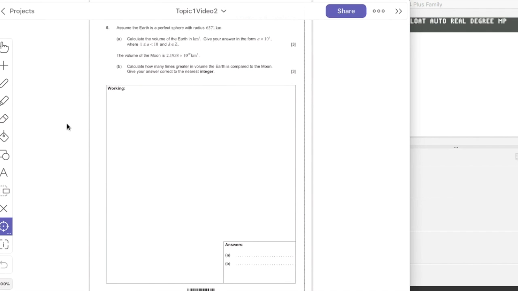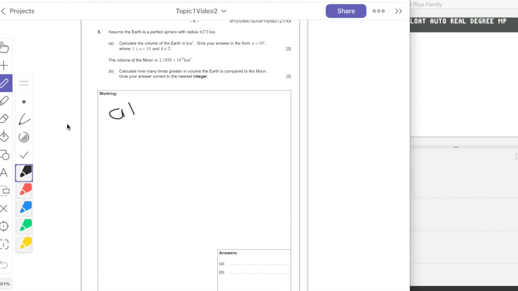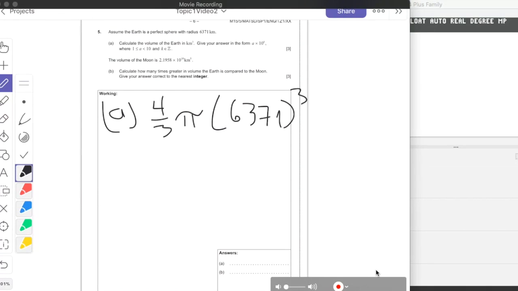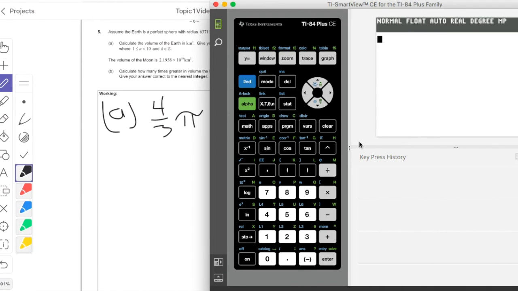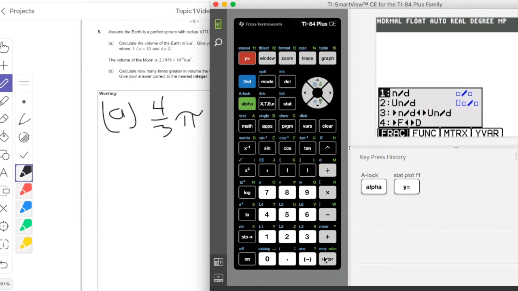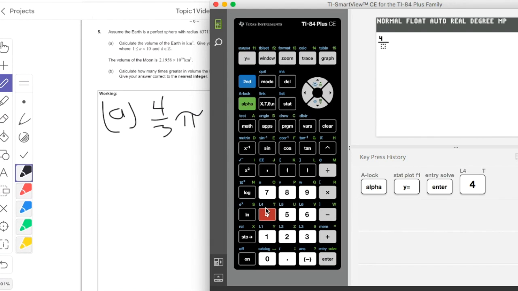So again, how can we use the calculator to make this simple calculation? We're looking at 4/3 pi r cubed, and r was 6,371 cubed. So that's going to be our calculator input for this question. I can use the fraction trick one more time for my 4/3, or I could have just done 4 divided by 3. It's going to be the same thing.